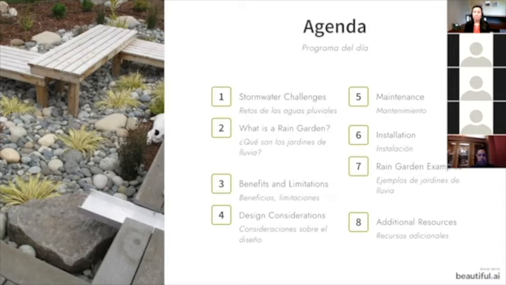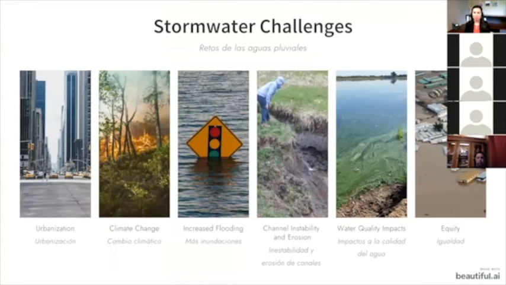And then talking about maintenance. Maintenance is such a critical component of green infrastructure in general, really any infrastructure. And so I'll be going over how to maintain your rain garden for success, how to install one. And then we have so many rain garden examples. I think as we're looking at what this technology can bring us, it's great to see them in action. And then finally, I always include a lot of additional resources.